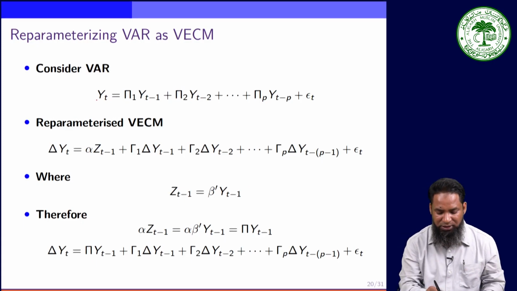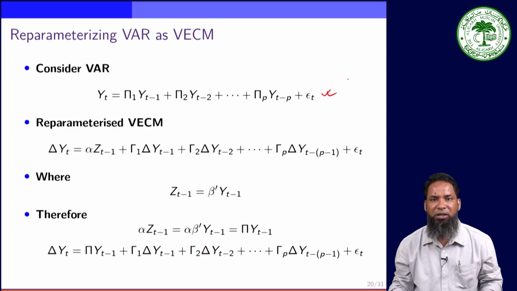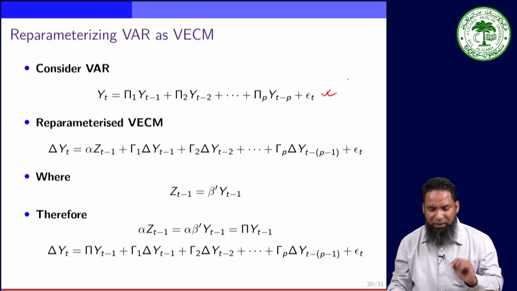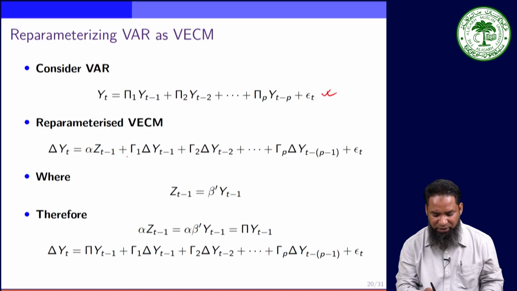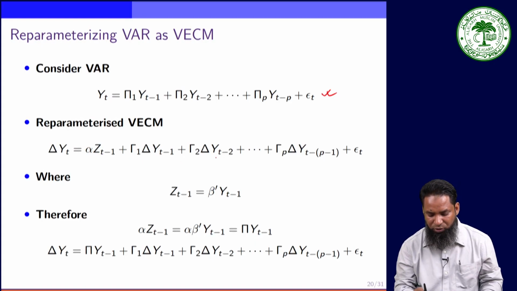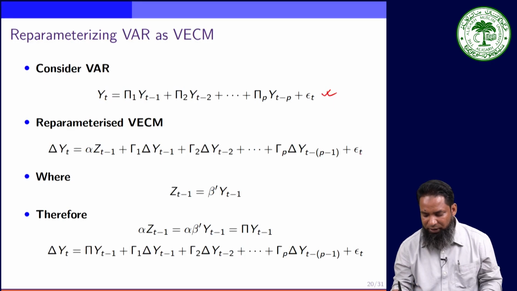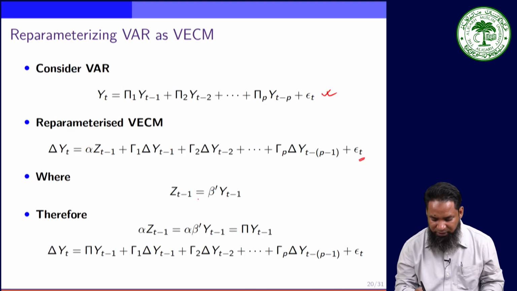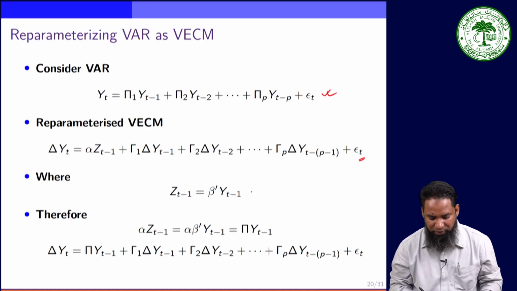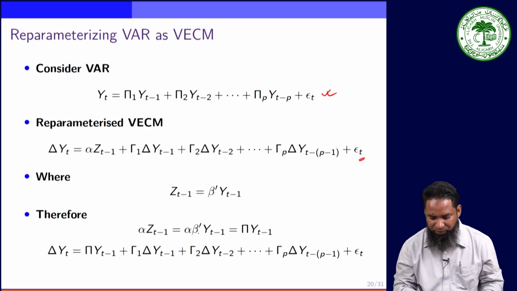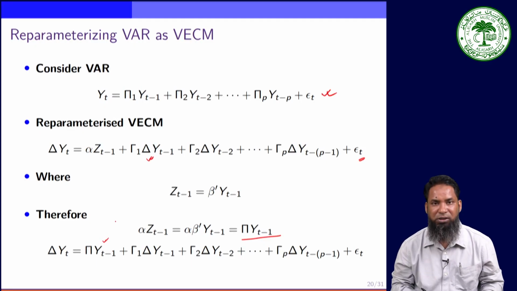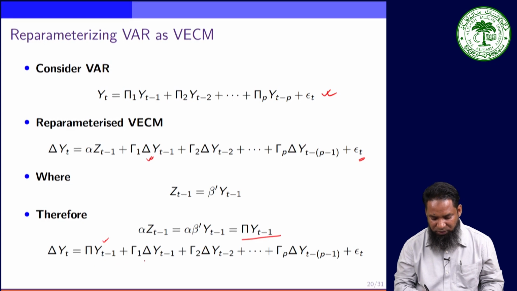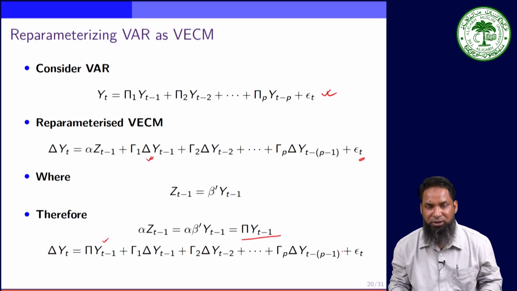How do we do that? Let us consider we have a vector autoregression represented by this particular equation. Then we reparameterize it. We use delta yt equals alpha zt minus 1 plus tau 1 delta yt minus 1 plus tau 2 delta yt minus 2, up to order p, and here we have epsilon t. Here zt minus 1 is beta prime yt minus 1. Therefore alpha zt minus 1 is alpha beta prime yt minus 1, and this is equal to pi yt minus 1. So we can represent this structure in the form of pi yt minus 1 plus all the other lagged difference terms.